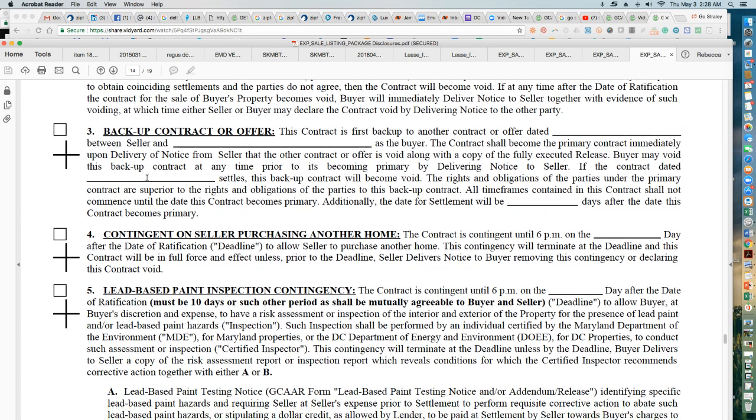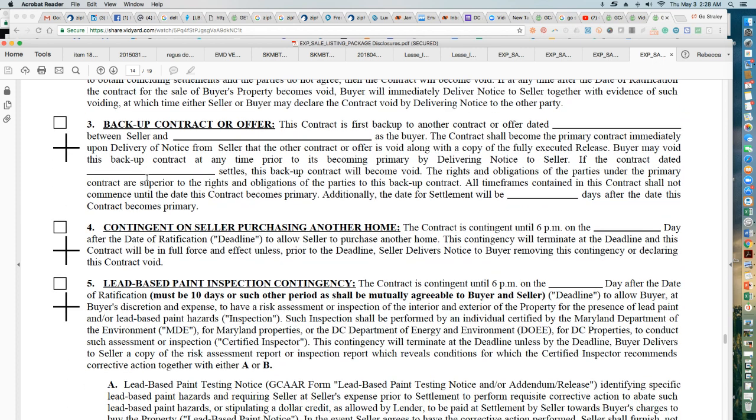Backup contract or offer. So this could be not the primary contract, but this contract might be the backup contract. And so we have to identify it's a backup to another contract or offer dated, whatever the date is, between the seller and the buyer.